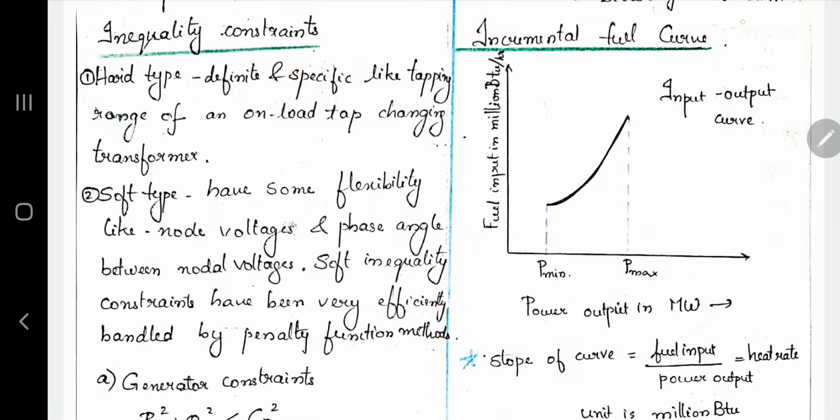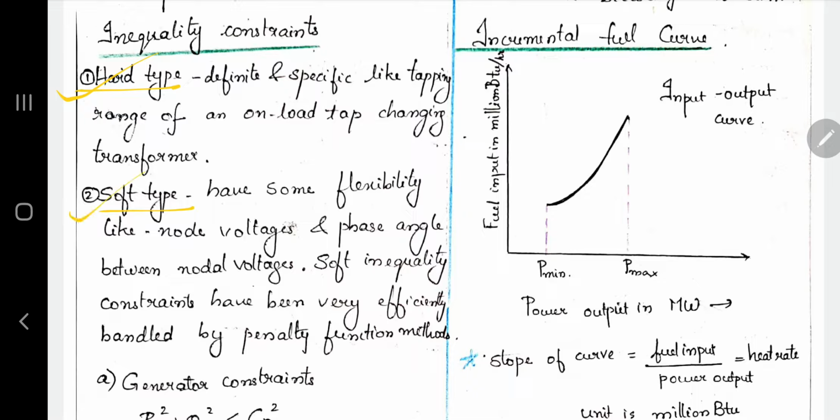So as I already mentioned, inequality constraints are of two types. One is hard type and the second one is soft type. Hard type means it will have a definite and specific constraint. For example, if you have a tapping range of an on-load tap changing transformer, it is specific and definite. So such a type of inequality constraint is called a hard type.